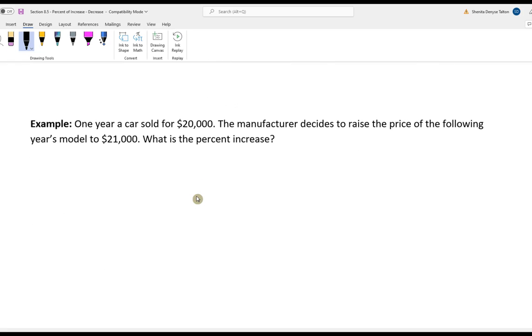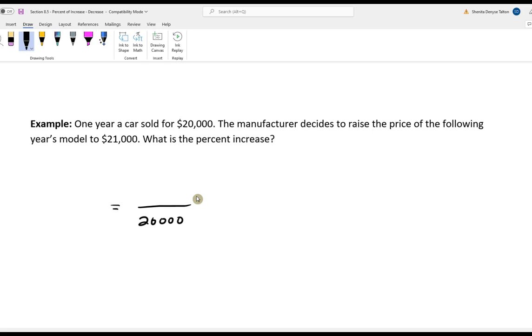So one year, a car sold for $20,000. The manufacturer decides to raise the price of the following year's model to $21,000. What is the percent increase? So we know that the original amount is $20,000. We have to figure out how much did it increase by.